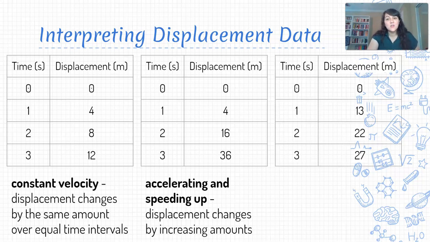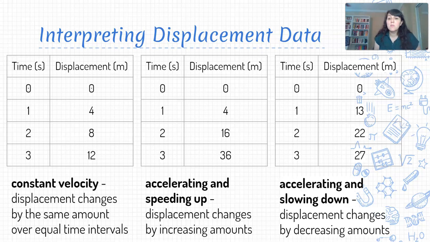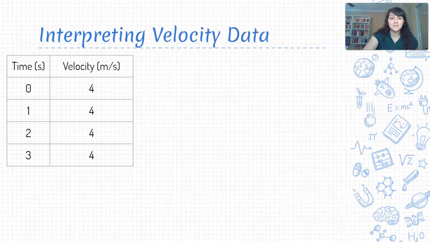Right? Last one. Here what I'm seeing is that we travel 13 meters in the first second, and then only 9 meters in the next second, and then only 5 meters in the next second. So this must be an object that is slowing down. Good? Good. All right. Let's keep going.